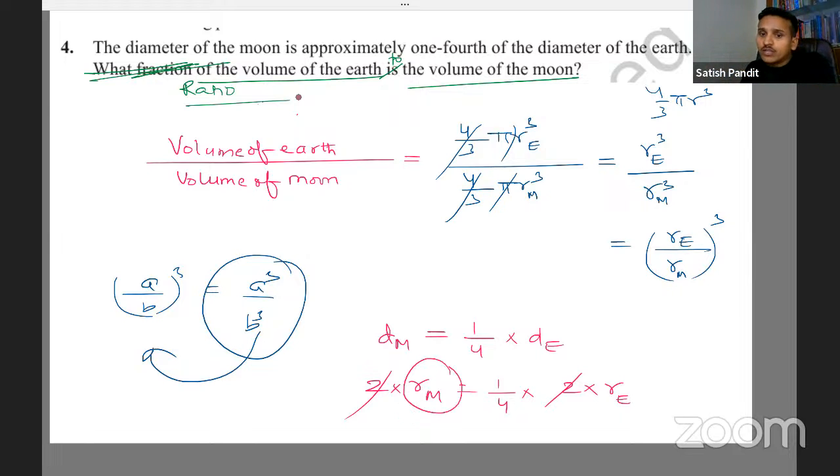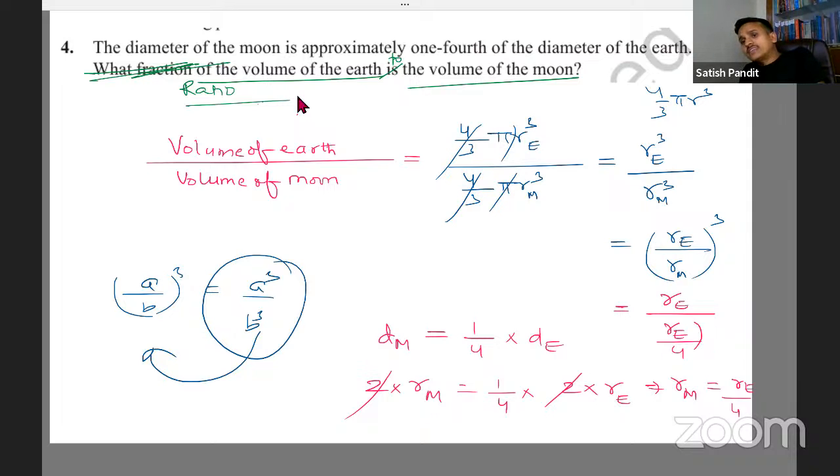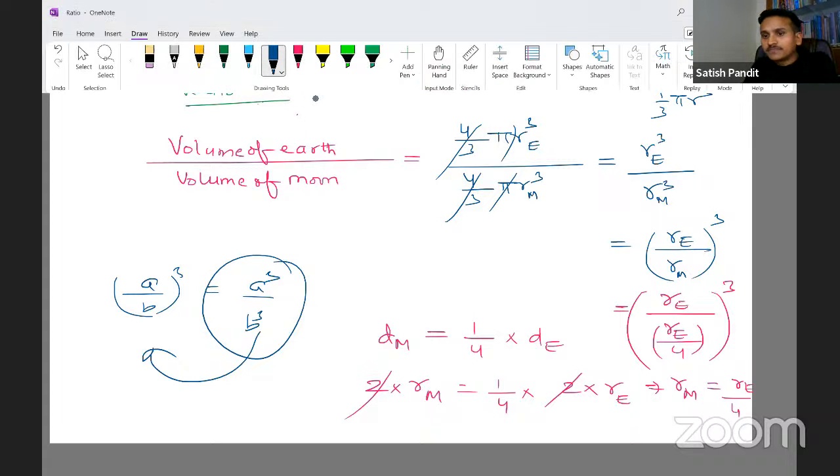Now, if you simplify, you will get radius of the moon is Re by 4. 1/4 means Re by 4. Radius of the moon is Re by 4. So what I'll do now, we can substitute this instead of this or instead of this, whatever you want, because anyway we want to simplify. So Re, I'll write as it is. But Rm, no, I will write Re by 4, because radius of the moon is Re by 4, right? Radius of the Earth by 4, the whole cube. Now see, if you want to simplify this.